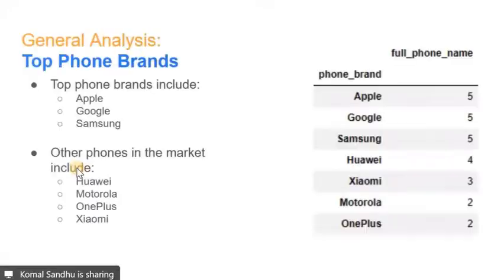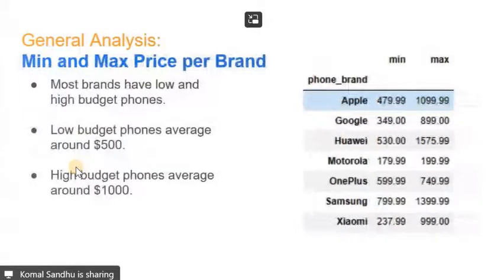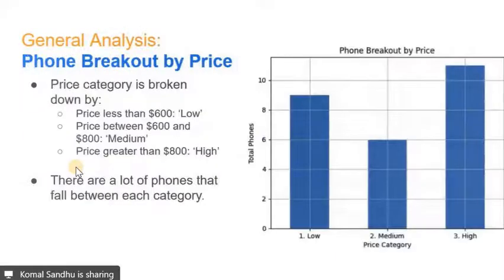And then jumping into some general analysis, the top phone brands include Apple, Google, and Samsung. All of these phone brands also have low and high budget phone options, averaging about $500 and $1,000 respectively. Consumers that are worried they might not find a phone at their price point, we can see that there are actually a lot of phones in the market that fall into each category of low, medium, and high.